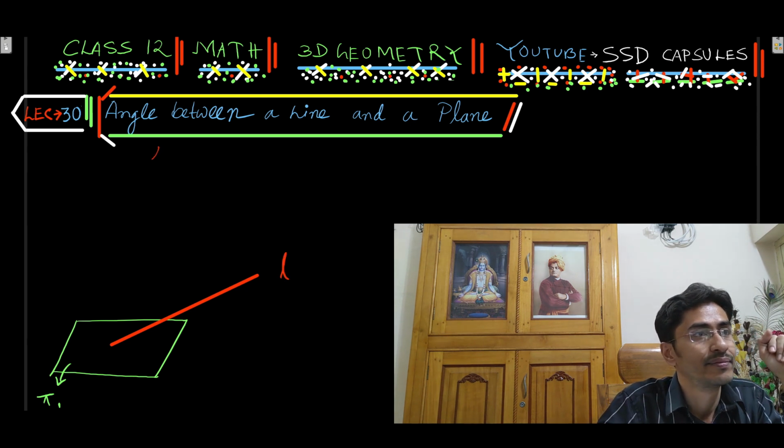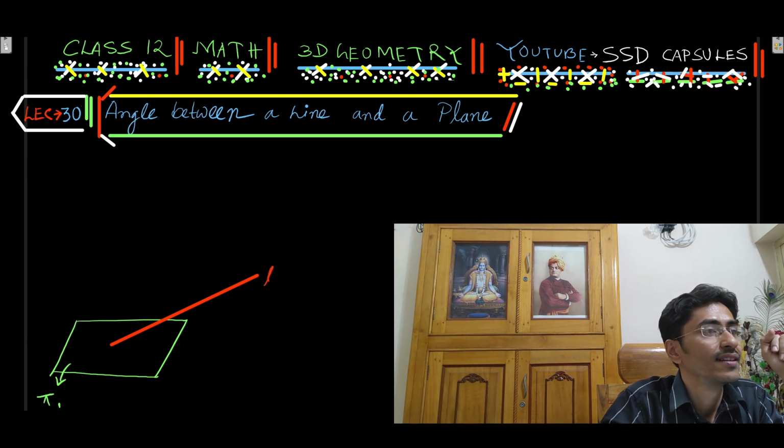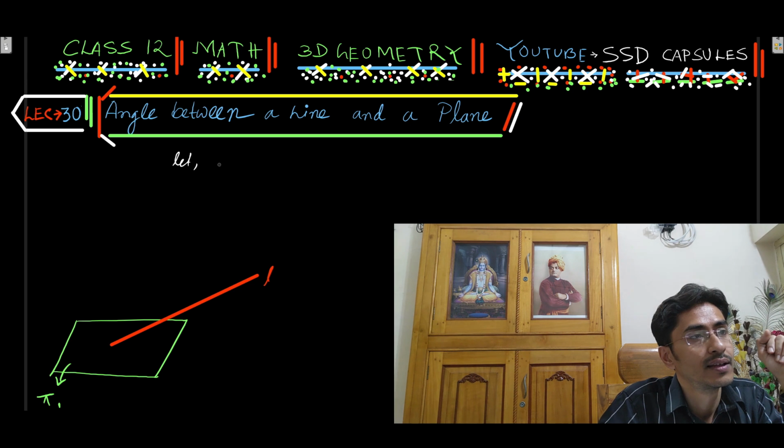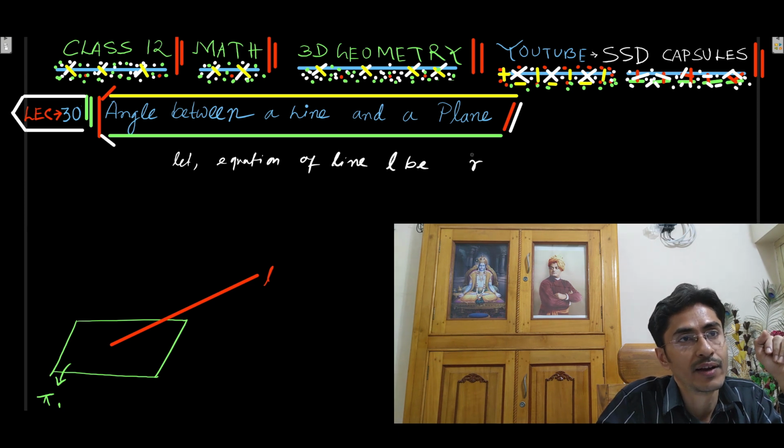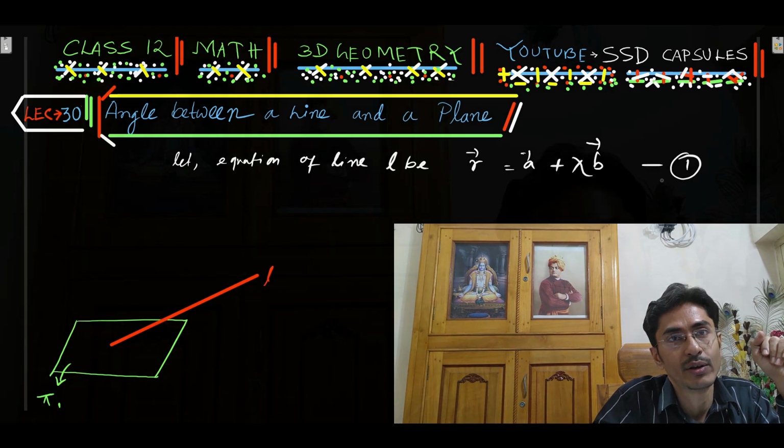So let equation of line L be r vector equal to a vector plus lambda times b vector. Say equation 1. This is the equation of a line passing through a given point whose position vector is a vector and parallel to a given vector b vector. What we have discussed in our earlier lectures, lecture number 7.